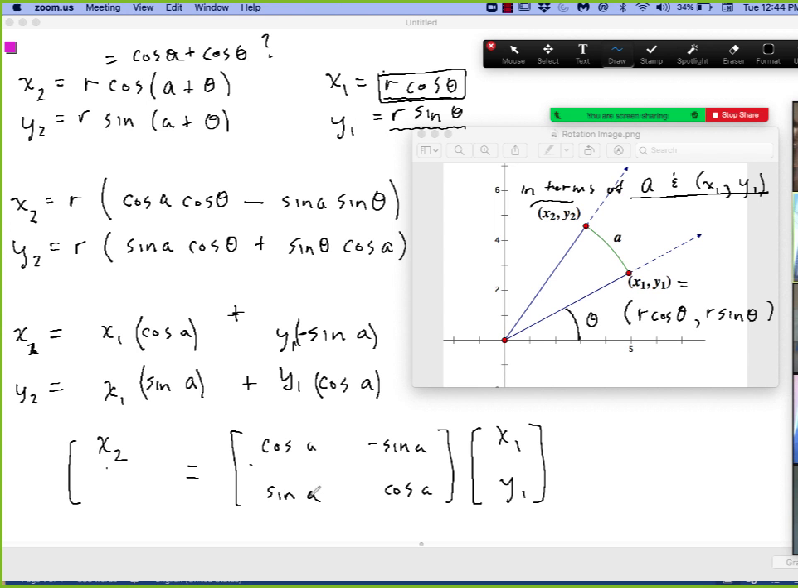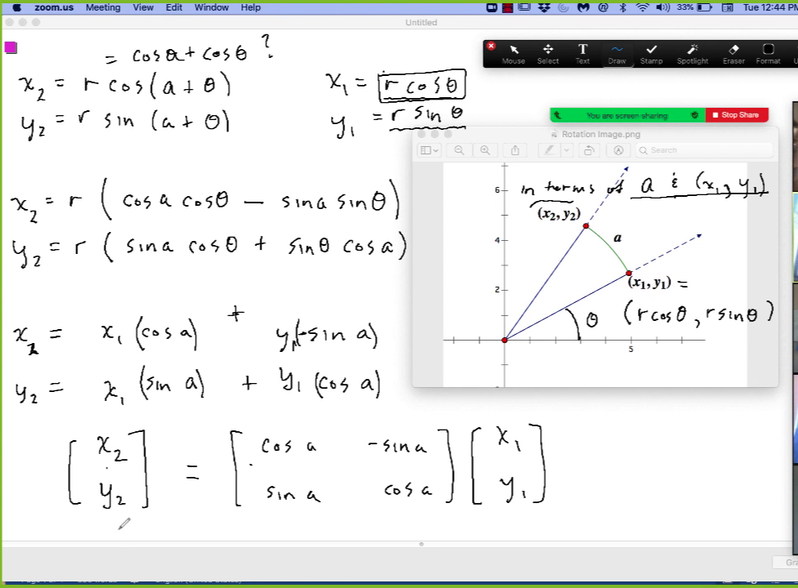And then we go across the row: sine A times x1 plus cosine A times y1. So you go across the row and simultaneously down the column, multiply and add. So is that what we get? x1 times sine A plus y1 times cosine A. And that equals y2.